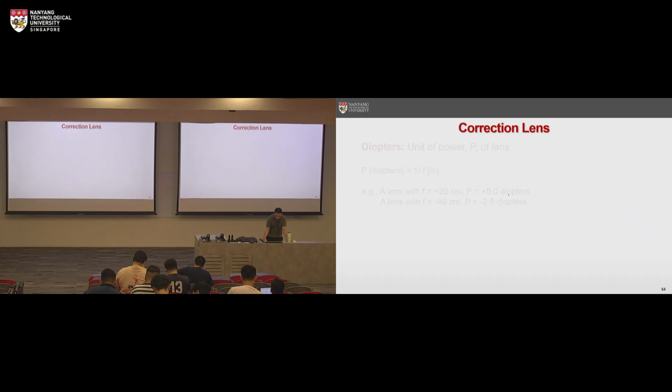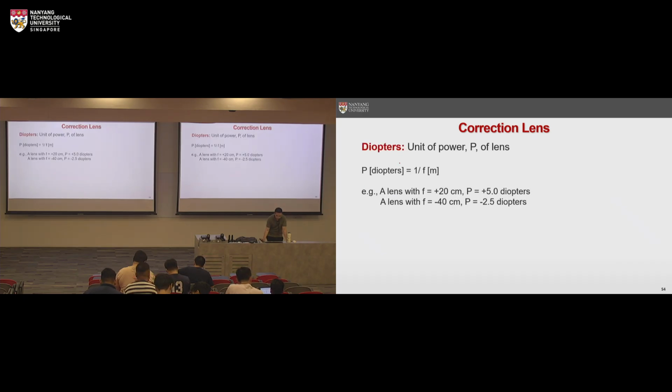There is only one thing to remember, that is called diopter. Diopter is usually the parameter where you take a prescription of a lens, and it helps you measure the power. The power is defined as 1 over f. It means that you need to know the focal length of your lens.